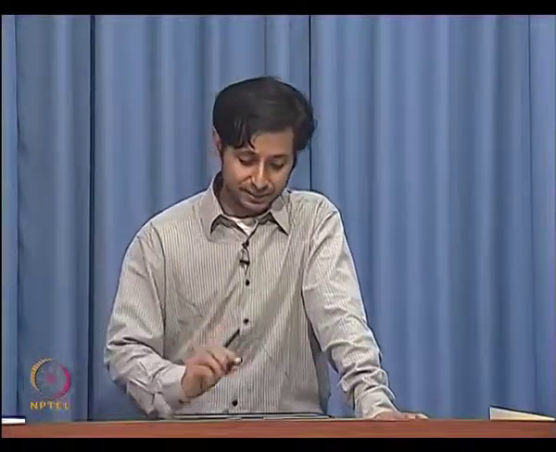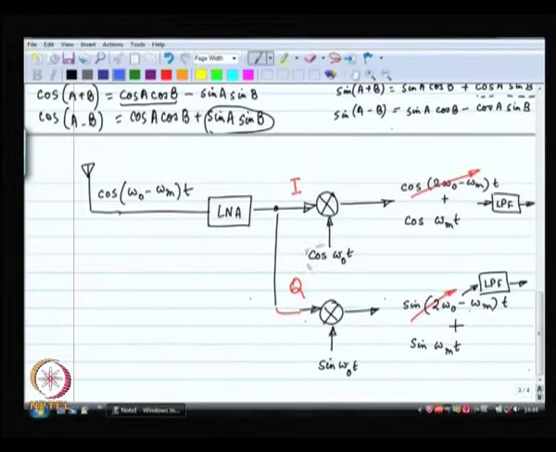The same scenario applies as far as the receiver is concerned. If there is a mismatch, or rather if there is some alignment issue between cosine and sine omega naught t, then you are going to receive something in addition to what you wanted to receive in the first place. So if there is a blocker where the image signal is, then that blocker is going to come on top of your signal and it is going to harm you, right.